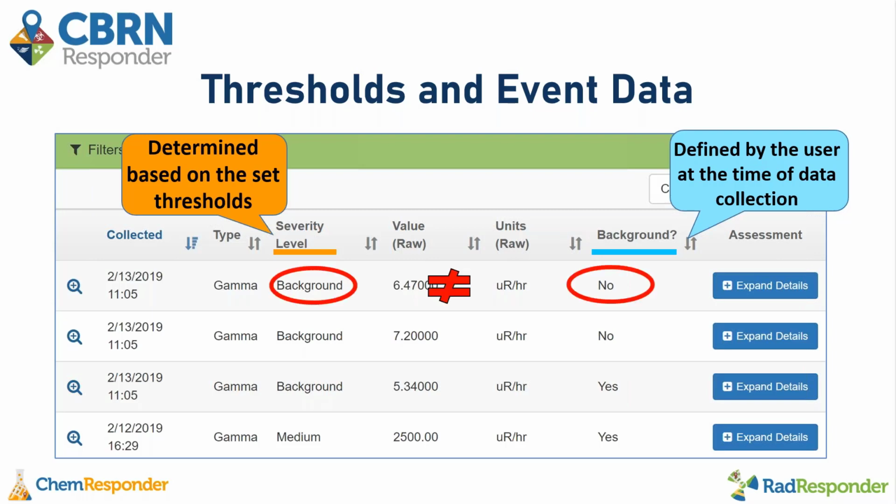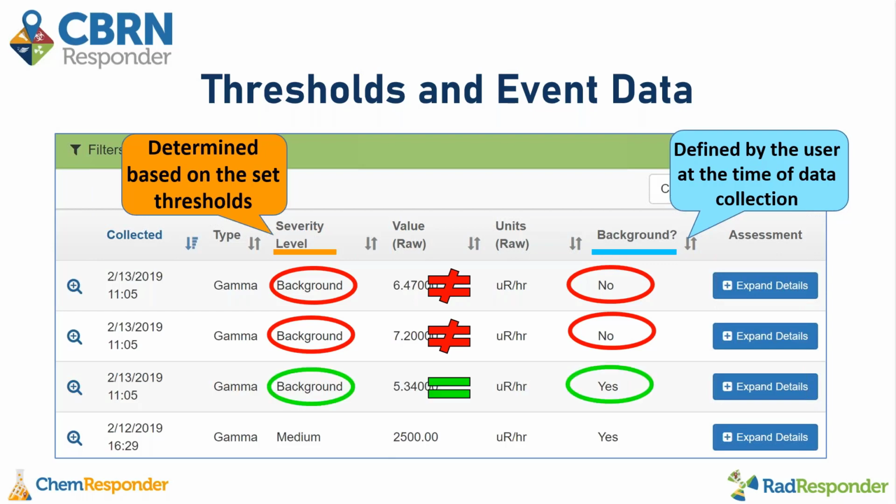You can see here that severity level was classified as background, even though the user did not select it as background. Same for the next reading. The severity level is background, however, the user did not check the is background option. The severity level here is background, and the user selected yes as being background. And lastly, the severity level is medium, but the user selected yes as background.